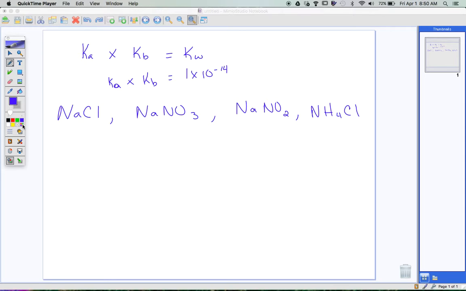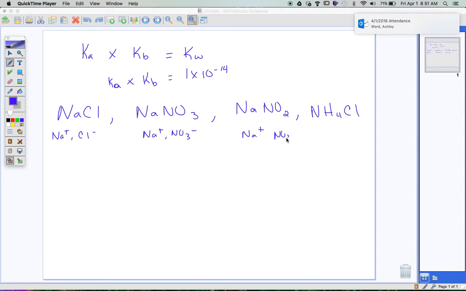And what we have to look at is the pieces. When these things go into water, they're dissolved. And when they dissolve, they dissociate, so they separate into their ions. So NaCl separates into Na plus and Cl minus. NaNO3 separates into Na plus and NO3 minus. NaNO2 separates into Na plus and NO2 minus. And NH4Cl separates into NH4 plus and Cl minus.